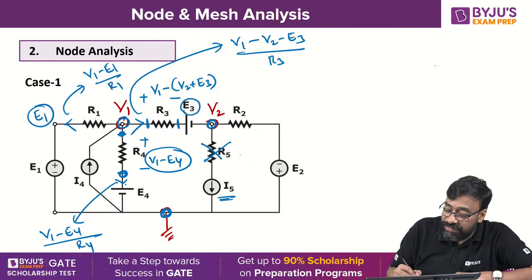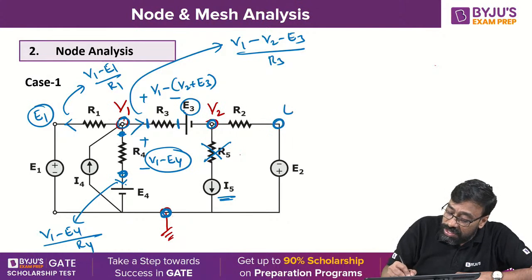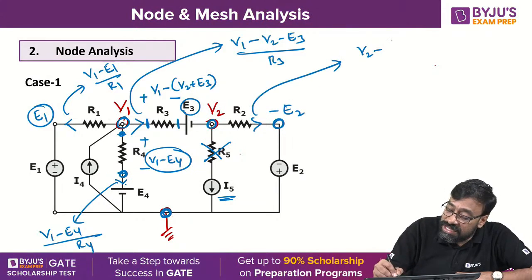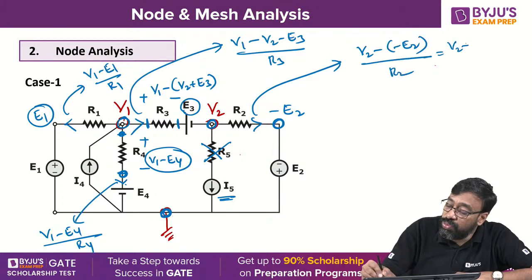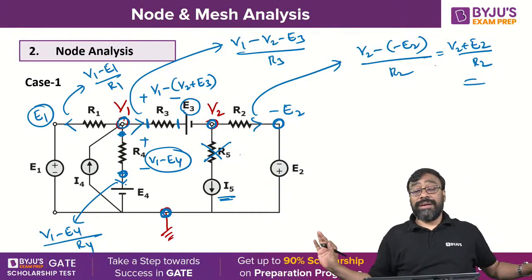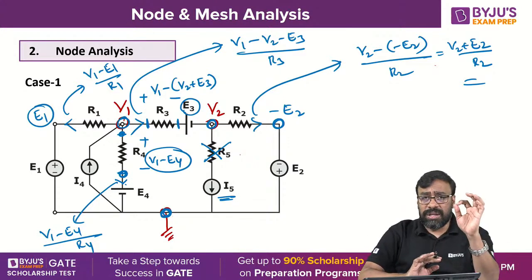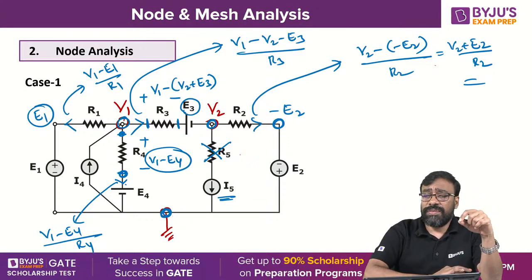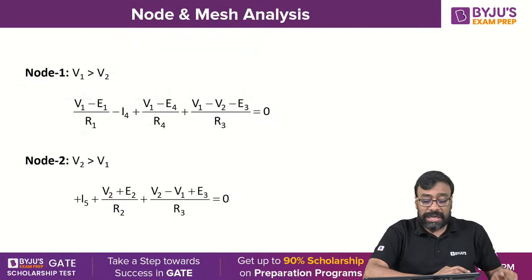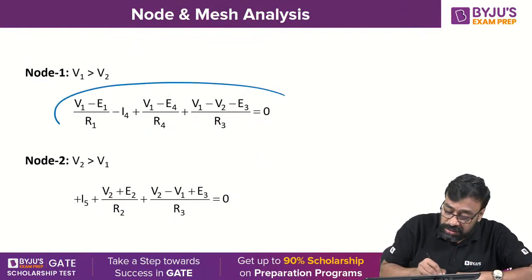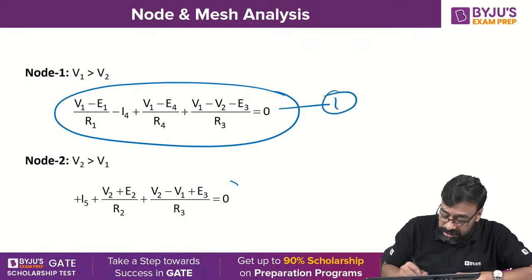The current is already I5. The voltage at this particular node is minus E2. Therefore, the current is going to be (V2 minus of minus E2) by R2, nothing but (V2 plus E2) by R2. This is how you can write. You give me any circuit, I can easily identify the current through any path in terms of the node voltage. Got it, all of you? So that's how I've written equation 1 and equation 2.